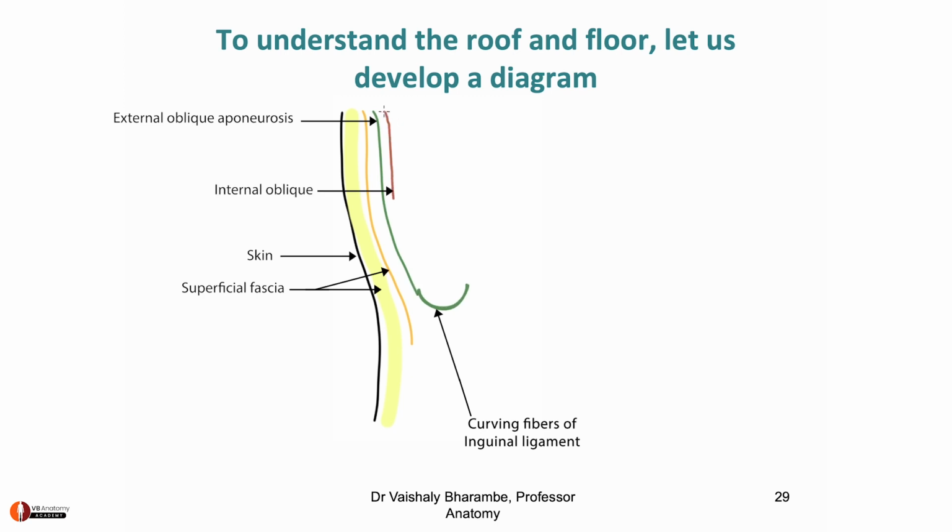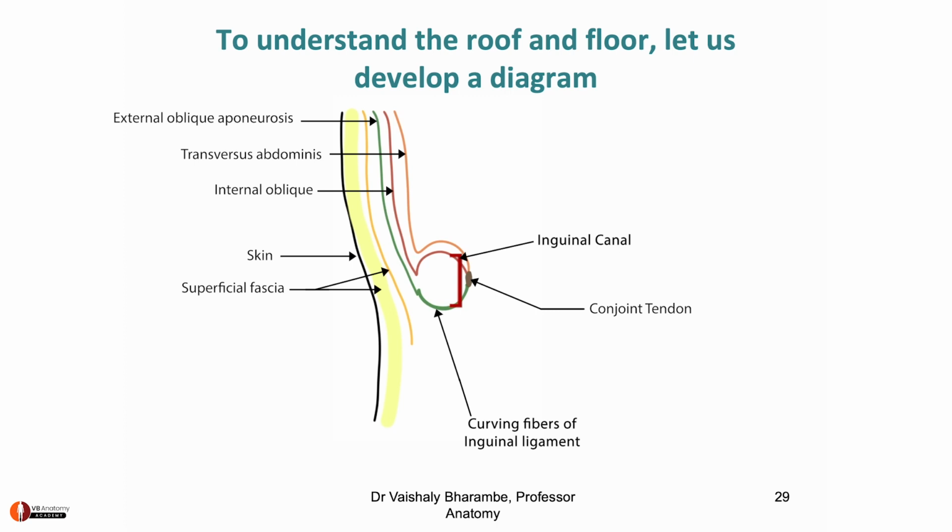This is your internal oblique muscle, which close to the inguinal canal curves in this manner. This is your transversus abdominis muscle, which again close to the canal curves in this manner. Both the muscles unite posteriorly and medially to form what is called the conjoint tendon. Now this is your conjoint tendon, and this space that you are seeing here is called the inguinal canal. Just for your pleasure, I am going to add the contents to it. This is the spermatic cord in case of males, and the ilioinguinal nerve.